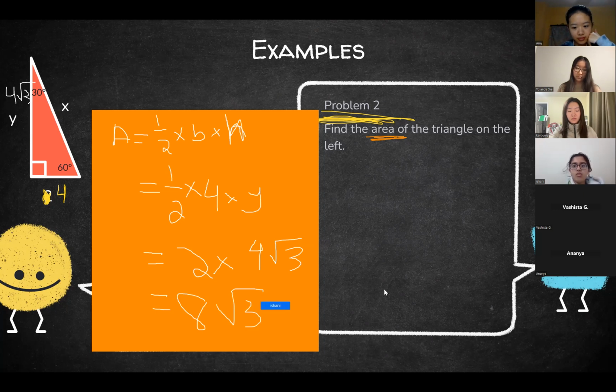And if we were to see what the decimal value is, it's equal to 13.85, which is approximately 14. But you do not need to see it as a decimal, right? You only need to say it as a radical because that's more exact.